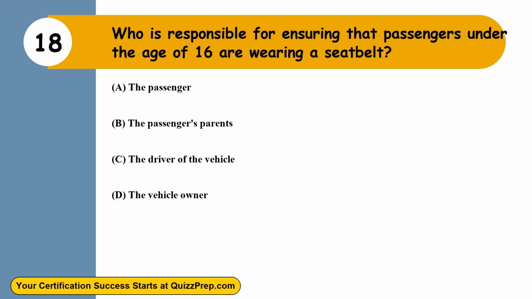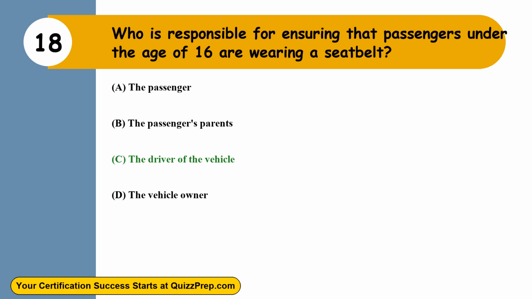Question 18. Who is responsible for ensuring that passengers under the age of 16 are wearing a seatbelt? Option A, the passenger. Option B, the passenger's parents. Option C, the driver of the vehicle. Option D, the vehicle owner.